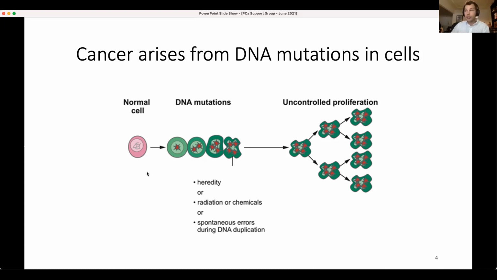Now, these mutations can come from a variety of sources. You can inherit them from your parents. You can acquire these mutations from exposure to radiation or certain chemicals, or they can also happen spontaneously. So the machinery that's responsible for keeping your DNA intact sometimes makes mistakes, and occasionally these mistakes can happen in important genes and result in one of these cancer-causing mutations.